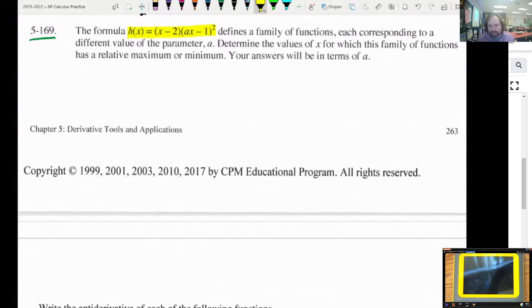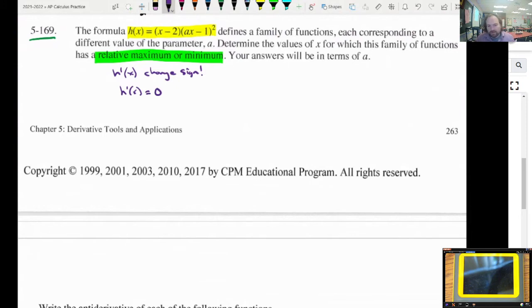So, don't let this block of text intimidate you too much. We're looking for relative maximums and minimums. Those are going to happen when f prime of x, or I guess in this case, h prime of x, changes sign. So let's start by taking the derivative, h prime of x, and setting it equal to 0. That'll help us at least identify some critical values where that could potentially happen.